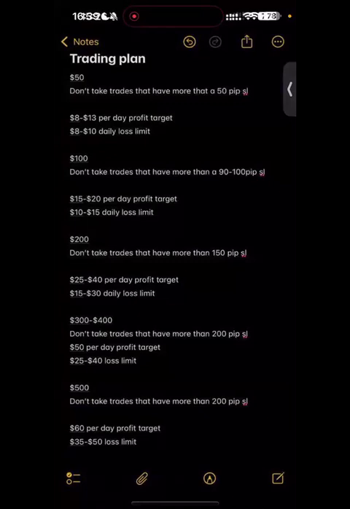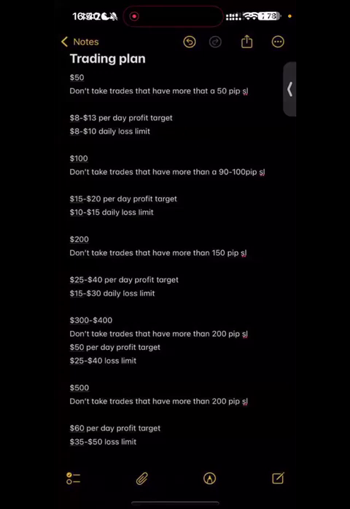Not only that, you also want to have a daily profit target and a daily loss limit. If you have a $50 account, your daily profit target should be anywhere from $8 to $13. Once you've made this amount, you stop trading for the day. Why? Because you don't want to overtrade and end up blowing all the profits you've made. So you want to stick to this plan.